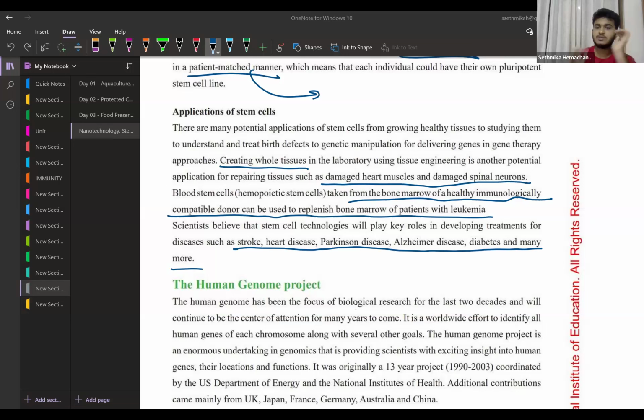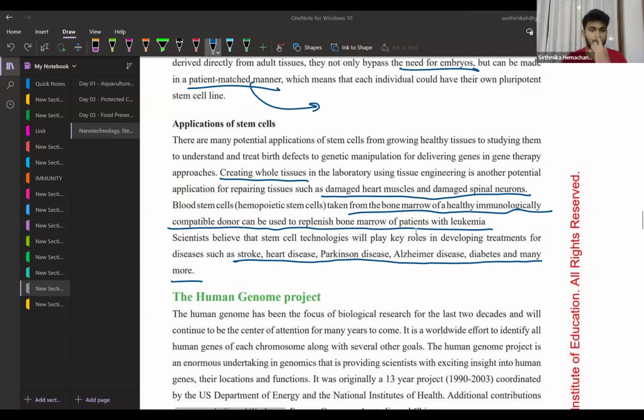Take diabetes: these insulin cells are damaged, right? The beta cells which produce insulin are damaged. When that happens, you can replace the beta cells with stem cells. So by adding stem cells, new beta cells are formed, and diabetes can be treated, right? So using stem cells, many diseases can be treated. Is it clear?